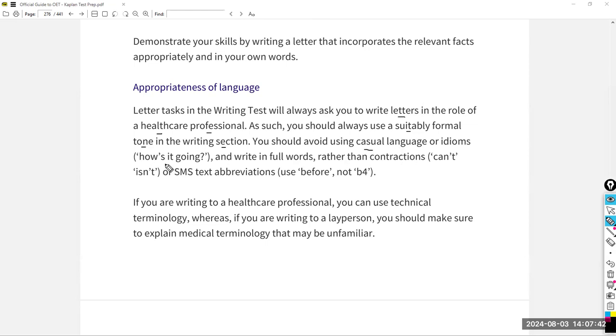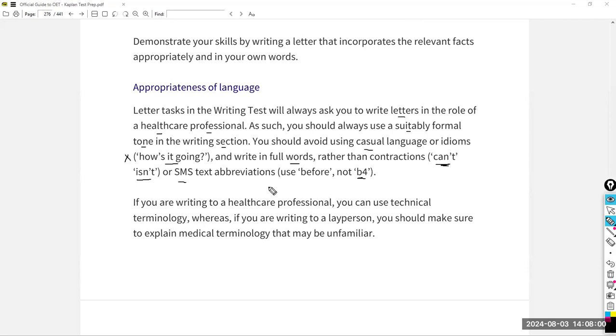How is it going, for example? How do you do, please? And write in full words. Don't write in abbreviations or like the language of the internet. Rather than contractions like can't, please don't use contractions because, as I told you, this is informal.